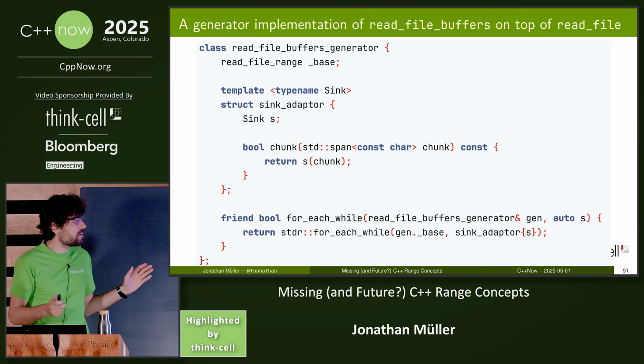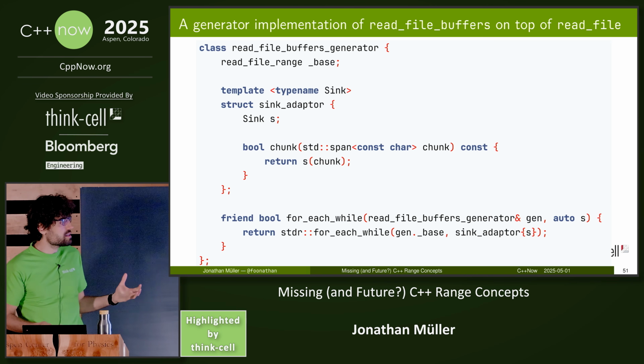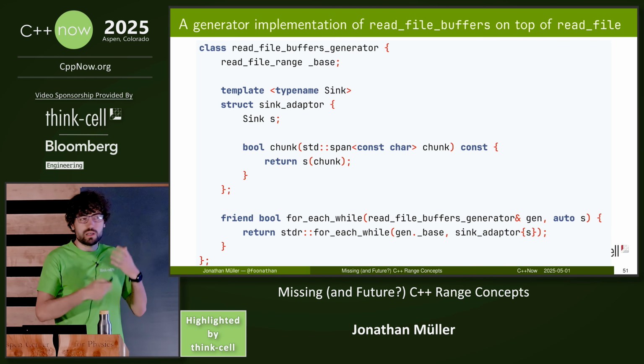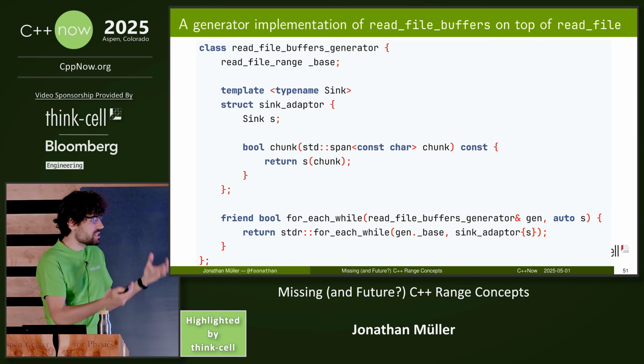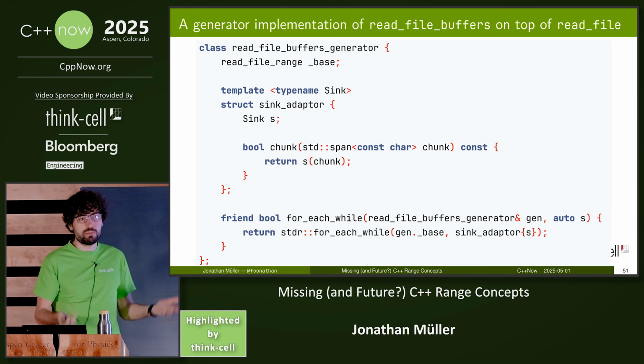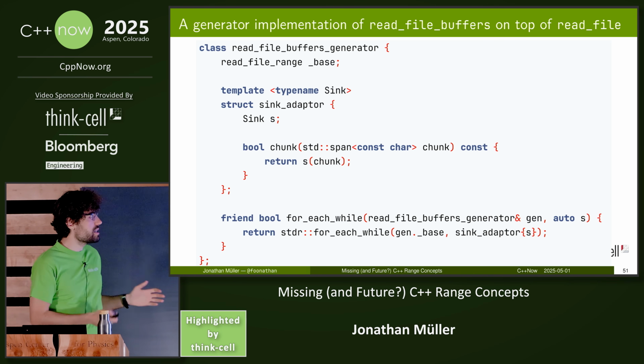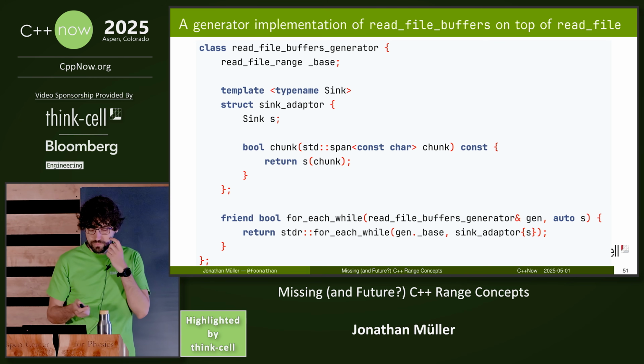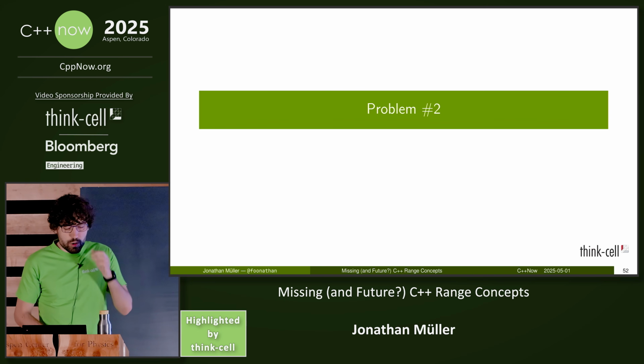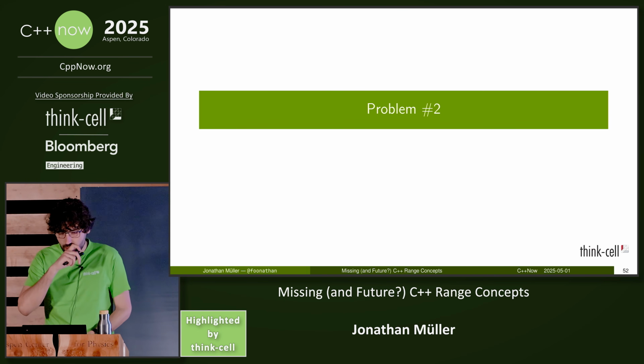So the for each while customization point is really nice. It provided us the ability to split the range into chunks, express those chunks, optimize loops, optimize output iterators. It's a really powerful facility. But it's even more powerful if you look at problem 2.